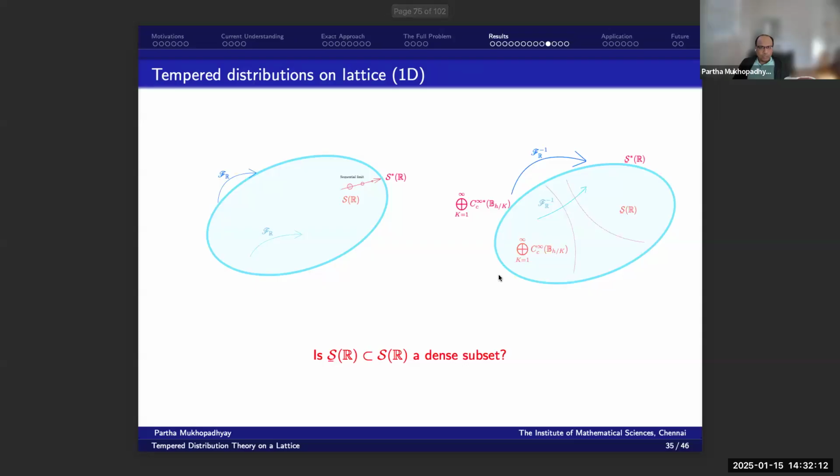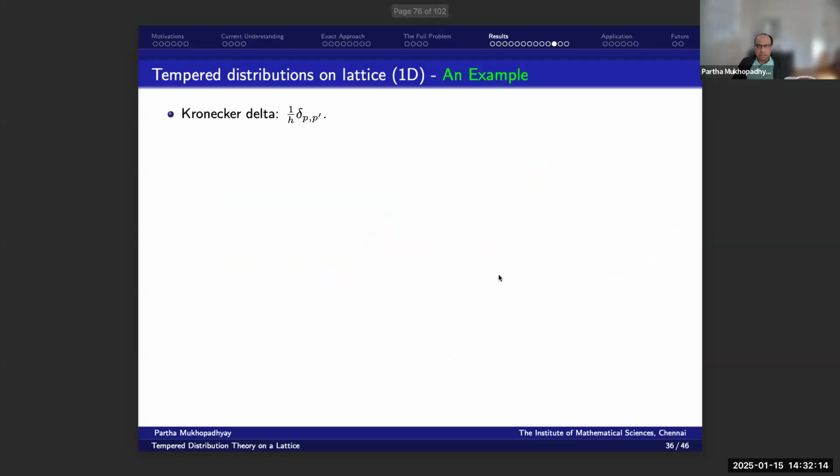Okay, so now let me give you an example of a tempered distribution. The tempered distribution here is the Kronecker delta for the lattice, which is given by 1 over h delta p comma p prime. Now you introduce a continuum notation. The continuum notation is given by delta x minus x prime, where x is h times p and x prime is h times p prime. This is just a notation. Why x minus x prime? That can be justified, but right now it's a notation which can be either good or bad.